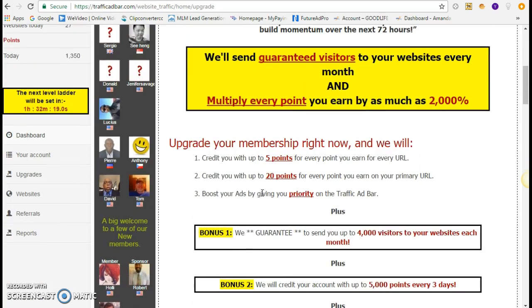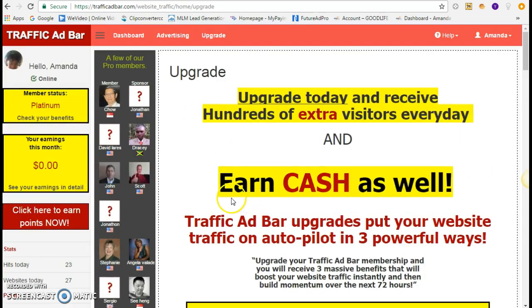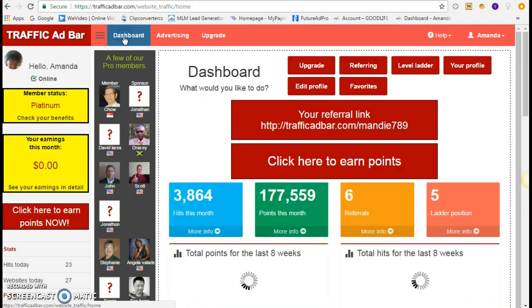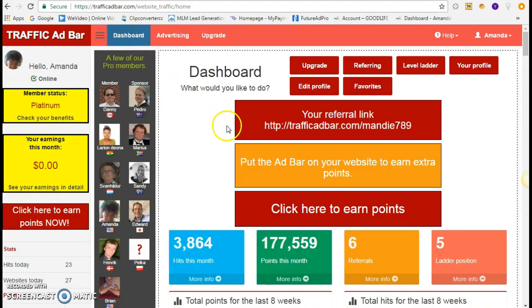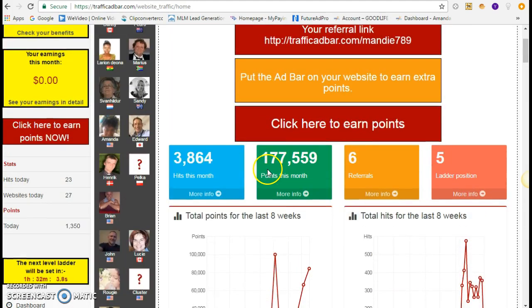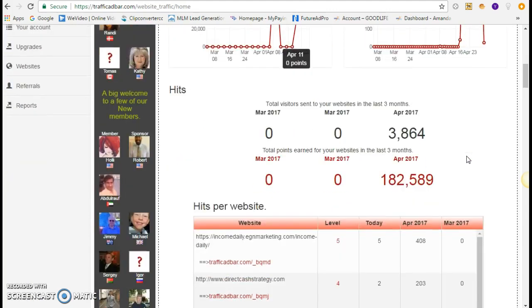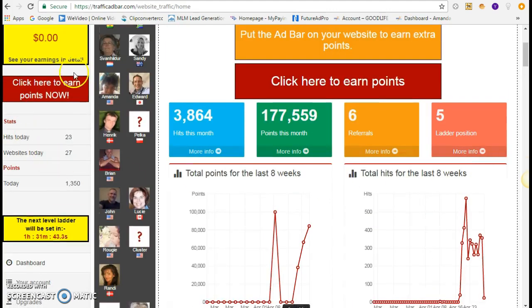What actually happens is when you're going up the ladder, you're going to just pretty much have more people viewing your ads. And the reason why I'm telling people to make sure that you earn your points is because I didn't click for a couple of days, and as you can see, it dropped down to pretty much 23 hits. When I was clicking my ads, I was actually much higher. So make sure that you're actually getting your points every day.